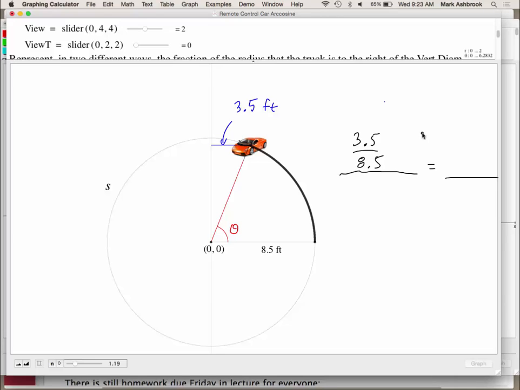How many people think that's right? 3.5 over 8.5 is expressing how far the car is to the right as a fraction of the radius. How many people think that's wrong? Okay, that's right. That's the fraction of the radius that it is over. It's 3.5 of 8.5. Get that?